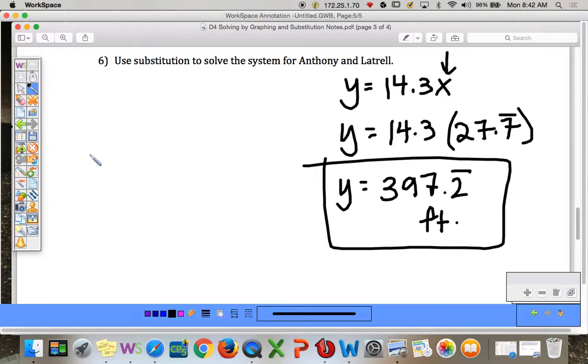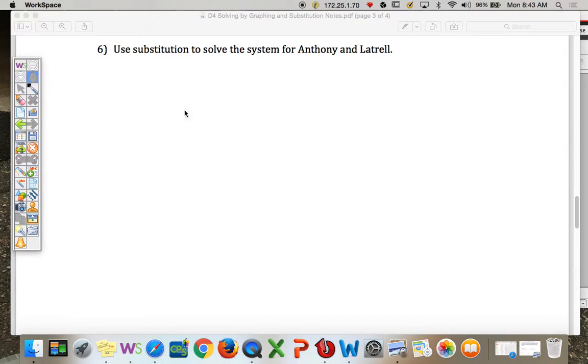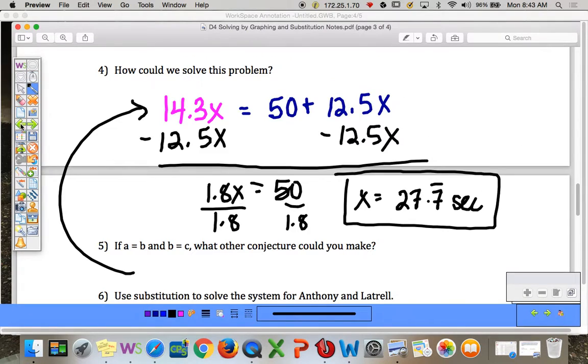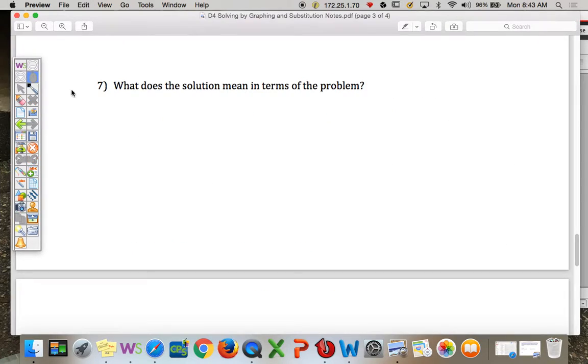If you want Anthony to win, you'll make the race longer than this. Otherwise, Latrell will win before that. So again, the solution, what does it mean? It means they're tied at that time. So at 27.7 seconds, they're tied, and this is how far they've run.